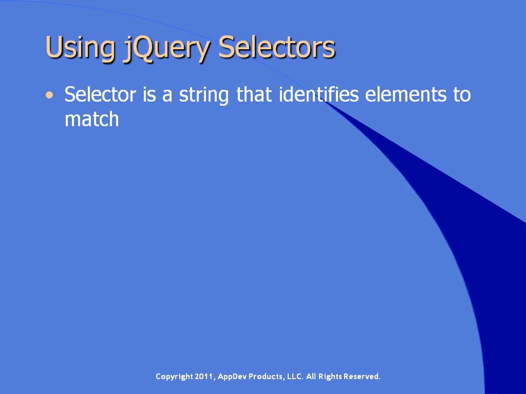So a selector is the string that identifies which elements on the page that you want to add to the wrapped set. And the wrapped set is a collection of elements that the jQuery statement will take one or more actions on. So by providing a selector, you're defining which elements are going to be changed or affected, whatever you want that jQuery method to do. These are the elements on the page that are going to have that action applied to them.